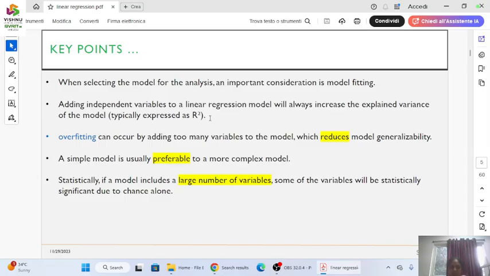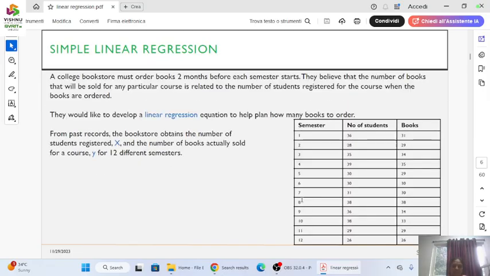Similarly here, overfitting can occur by adding too many variables to the model, which reduces the model's generalizability, right? A simple model is usually preferable to a more complex model. Statistically, if a model includes a large number of variables, some of the variables will be statistically significant due to chance alone.